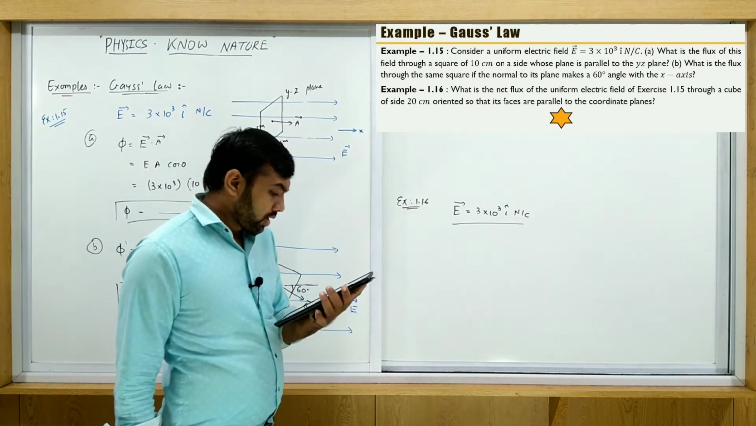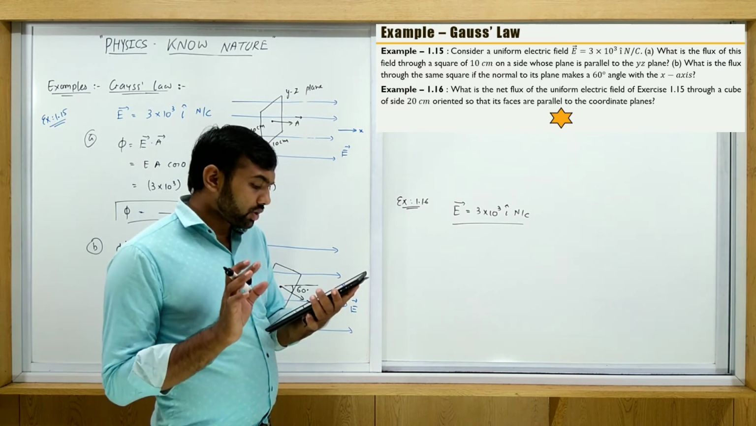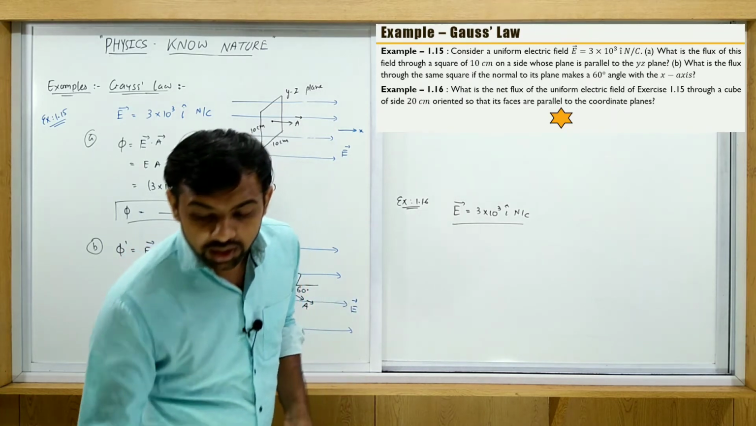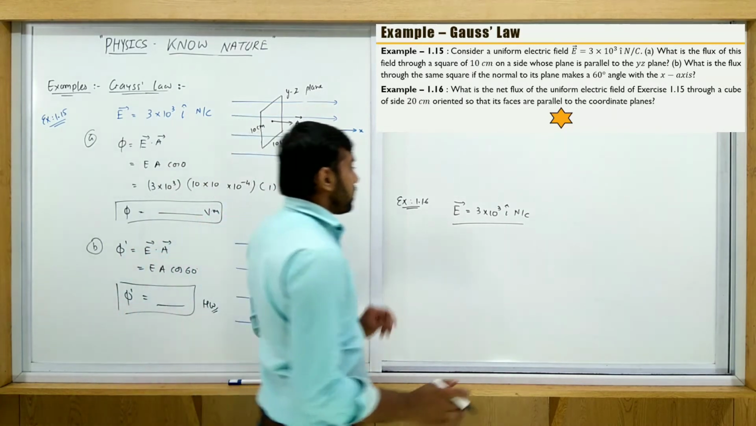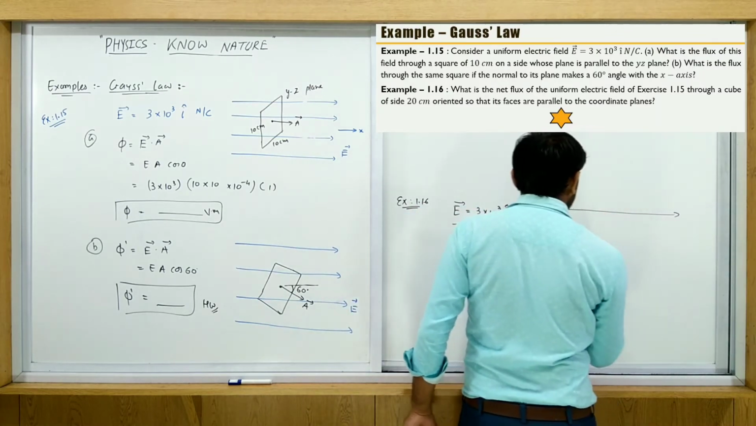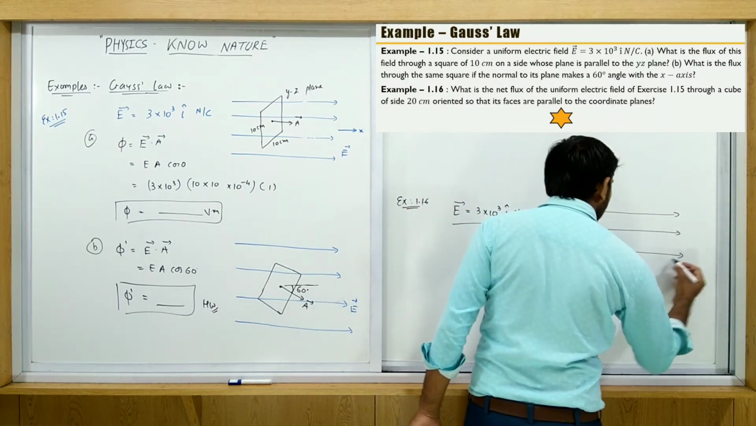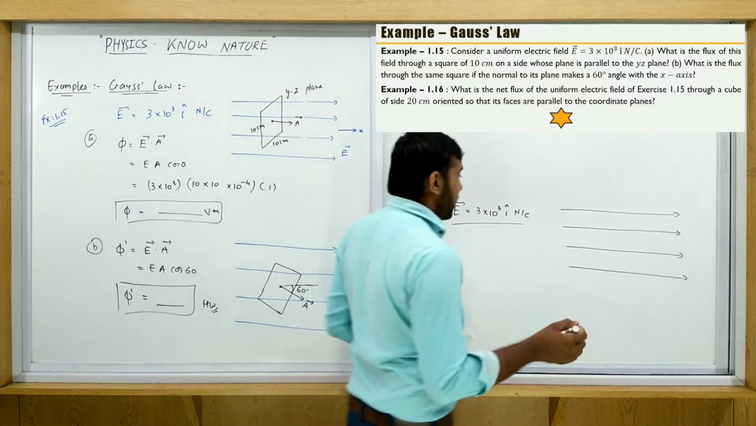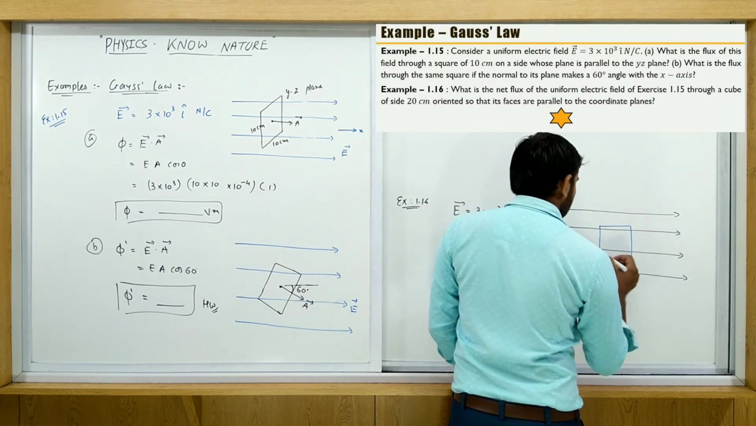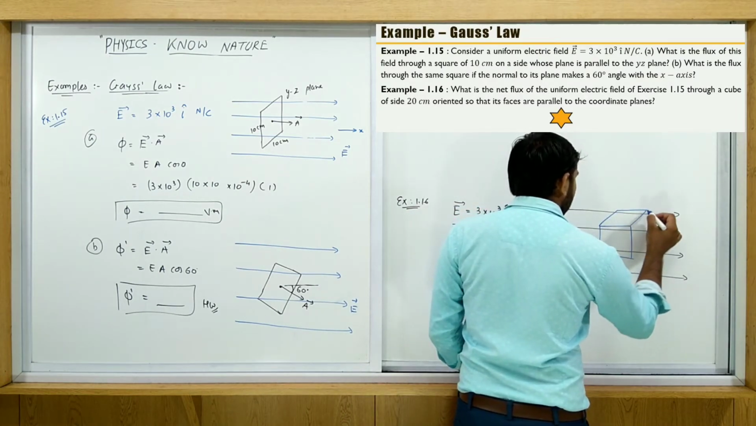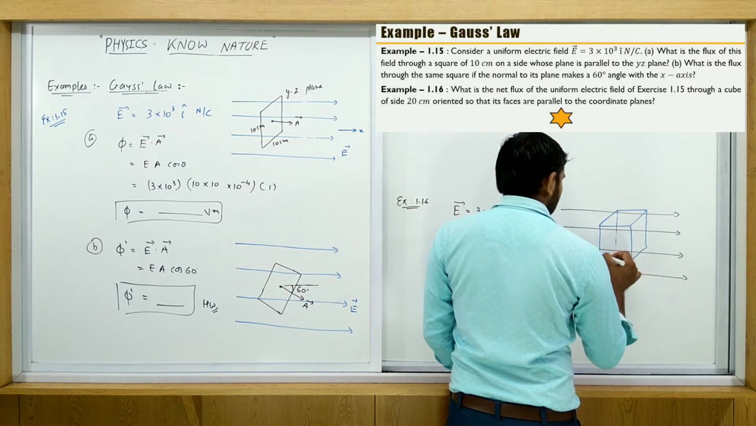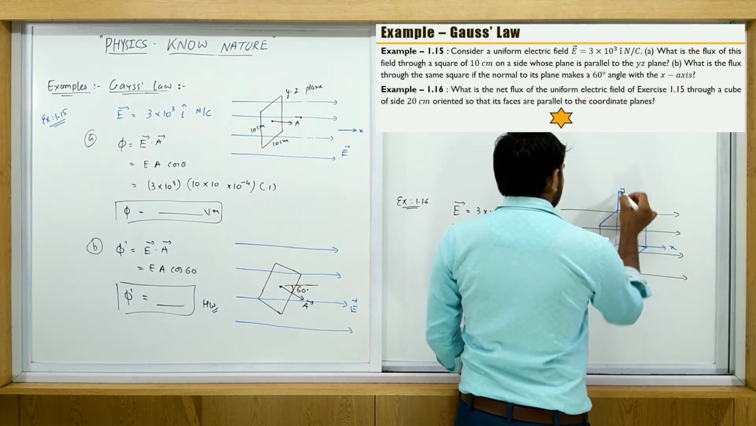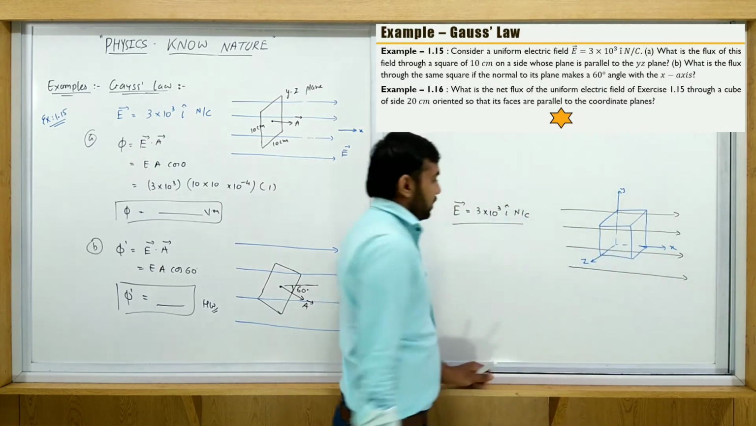Through the cube of side 20 centimeter, oriented so that its faces are parallel to the coordinate planes. Means in this situation the electric field is given like this, and we have to put one cube into this electric field in such a way that its planes are parallel to the XYZ axes like this. Consider that it is a cube. Here it is a cube. So let's consider x-axis, y-axis, z-axis in this way.